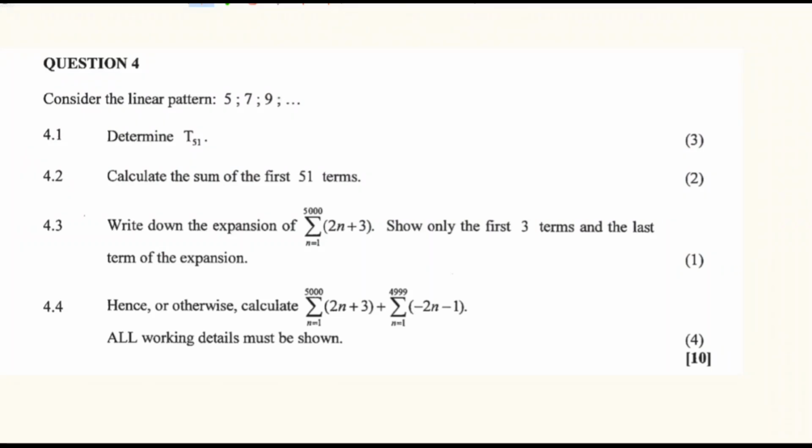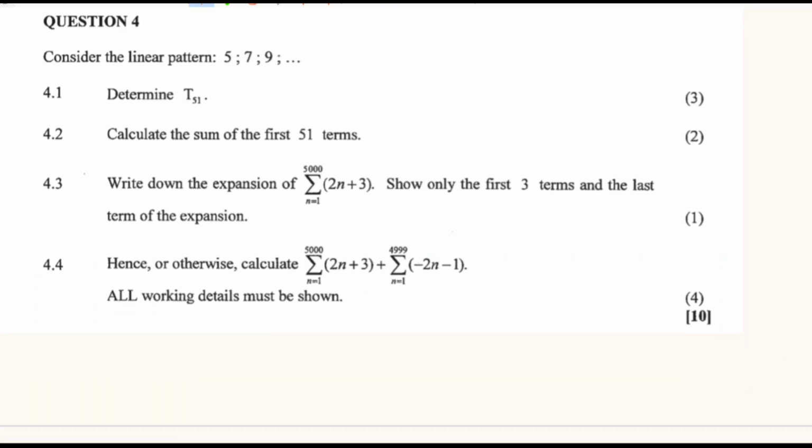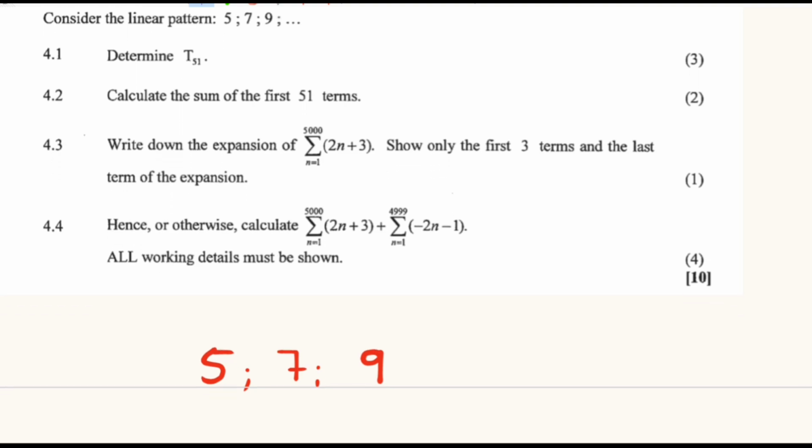In this video we go through the following question, which is based on arithmetic pattern, and we consider the linear pattern. The linear part is just another way of saying arithmetic. So we consider the arithmetic pattern with 5 as the first term, 7 as the second term, and 9 as the third term. In question 4.1, we determine the value of term number 51.